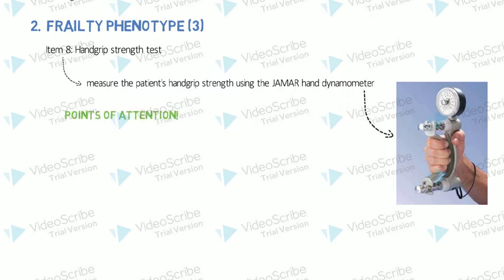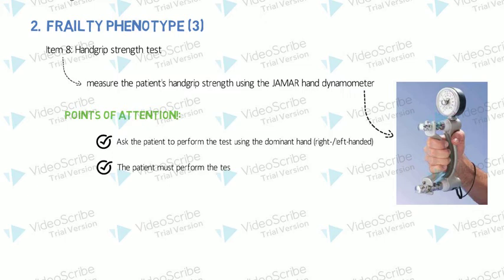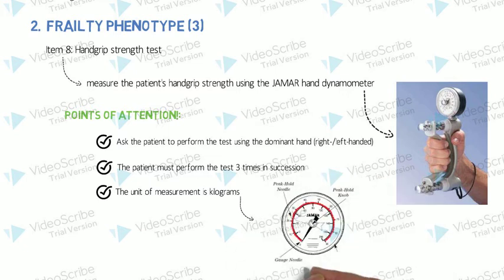There are some specific points of attention when performing this test. First of all, ask the patient to perform this test using the dominant hand, so either the right or the left hand. The patient must perform this test 3 times in succession. The unit of measurement which is used to express the grip strength is kilograms. On the device, you can read the values expressed in kilograms at the outer circle of the device, which is indicated on this figure in red.